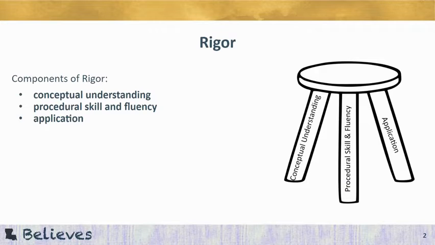If any of the legs are missing or weak, the stool will fall. The standards set high expectations for all three components of rigor in the work of each grade, which is why teachers should target each aspect of rigor with equal intensity over the course of the school year. Rigorous teaching in mathematics does not simply mean increasing the difficulty or complexity of problems.